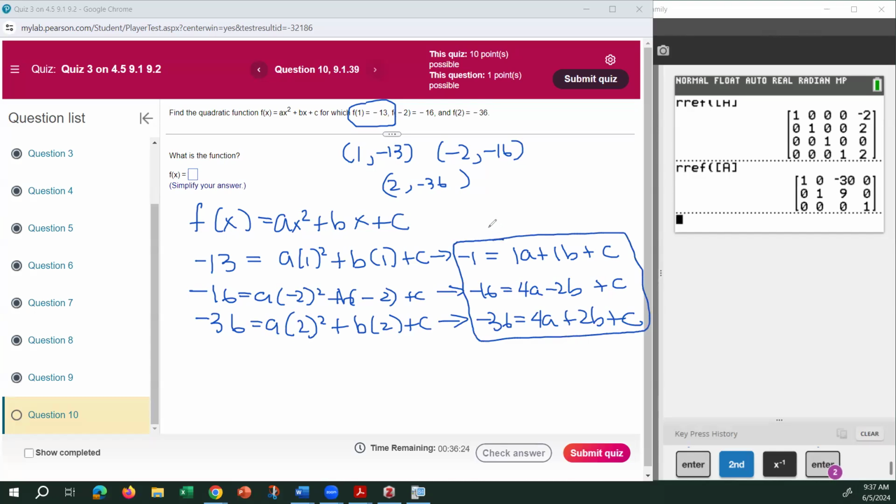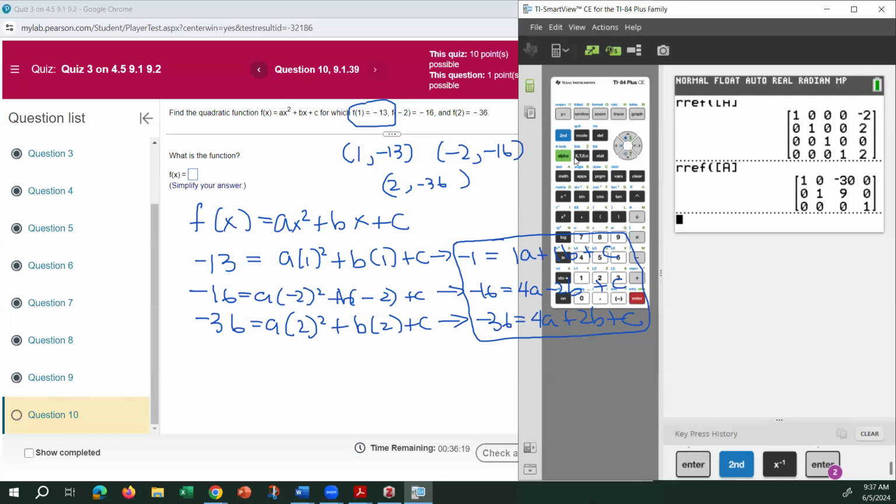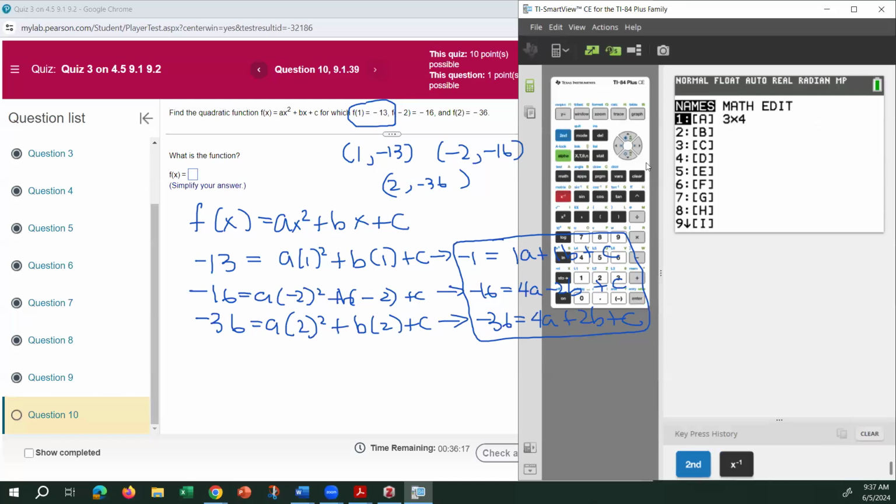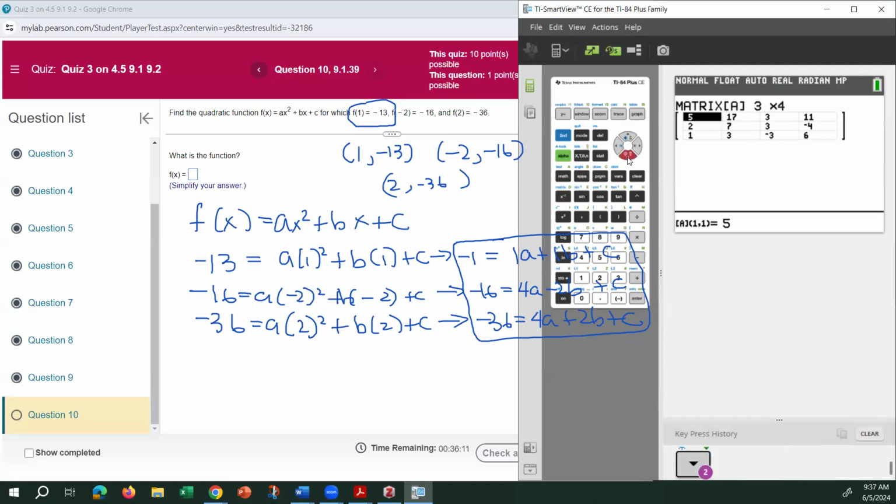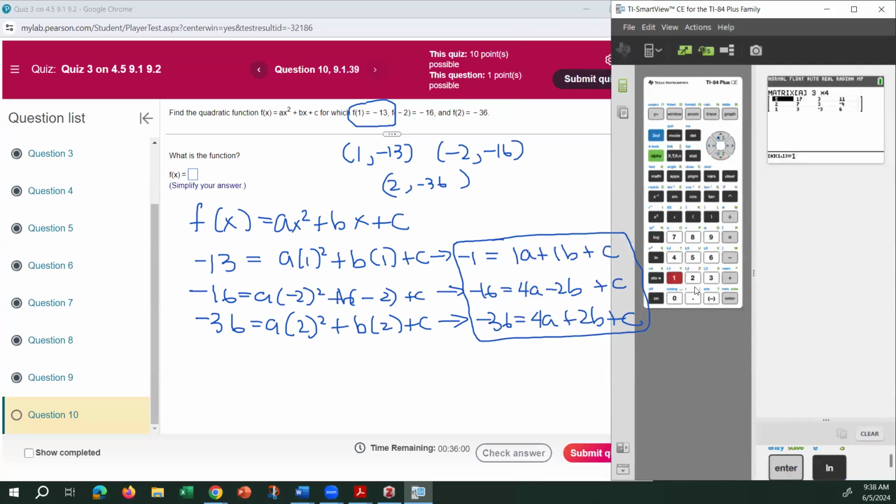I can make a matrix out of that. So go to second matrix, go to edit, and then we have a 3 by 4. And so this is 1, 1, 1, -1. Because remember, this equation is on the other side. So you can think of this as 1a plus 1b plus c equals -1.